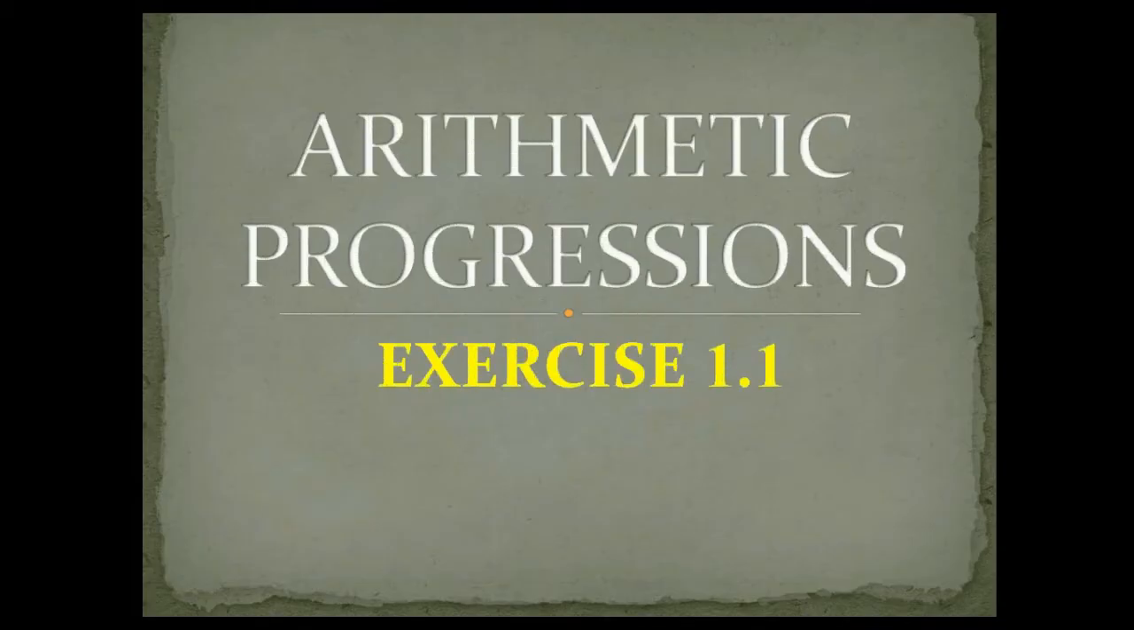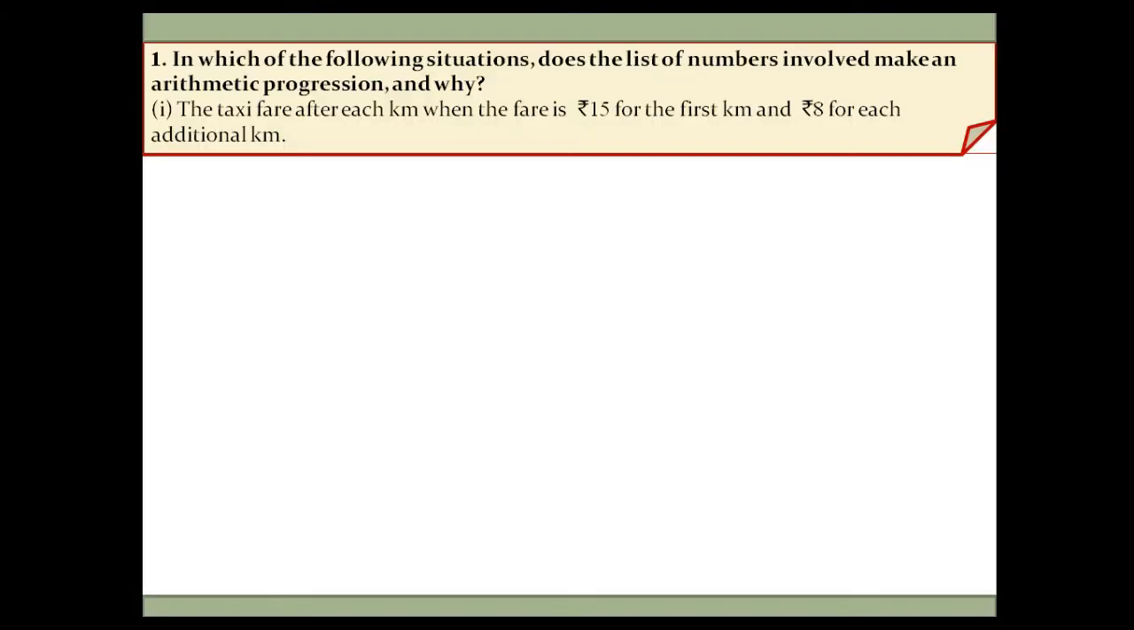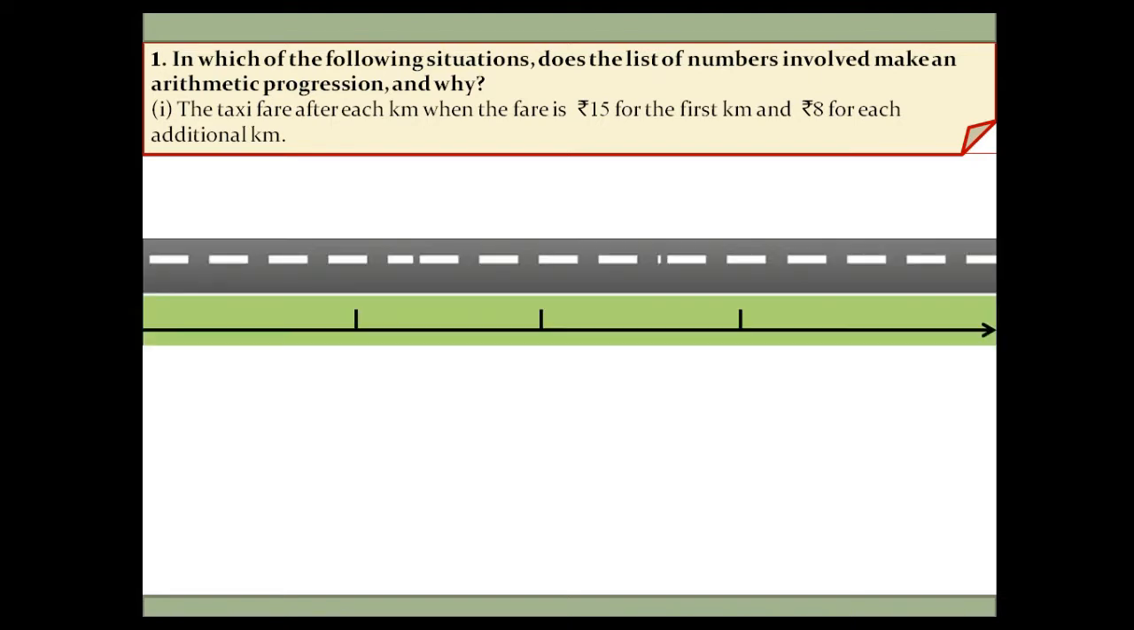Progressions. Exercise 1.1. In which of the following situations does the list of numbers involved make an arithmetic progression, and why? First one. The taxi fare after each kilometer, when the fare is rupees 15 for the first kilometer and rupees 8 for each additional kilometer.